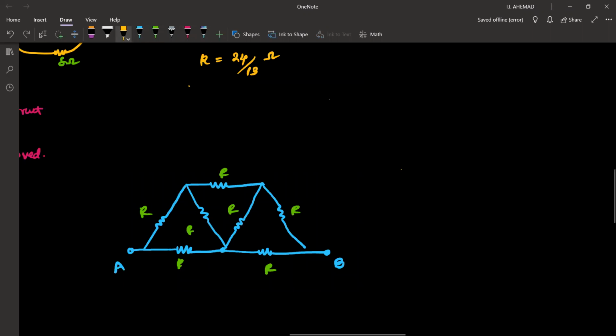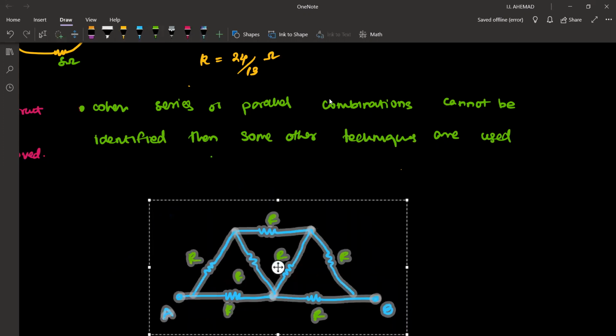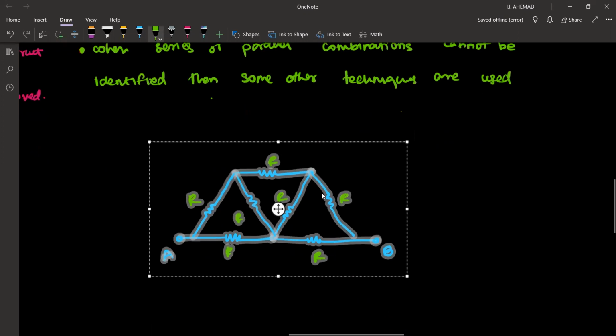So let's say I'll write a note point: when series or parallel combination cannot be identified, then some other techniques are used.